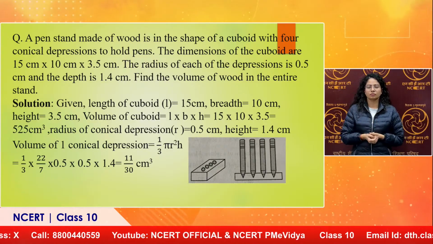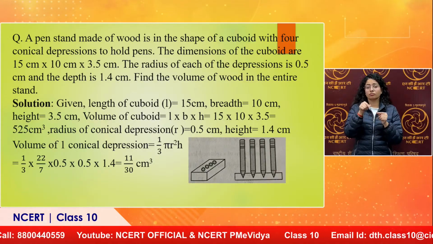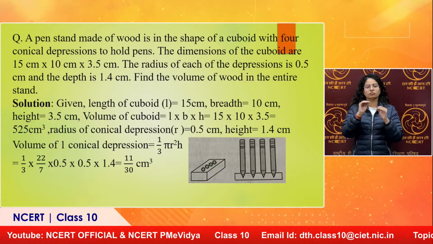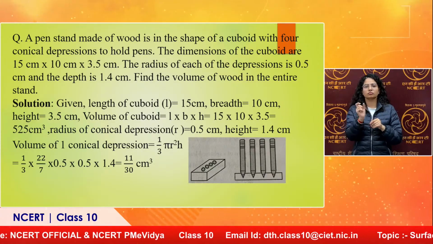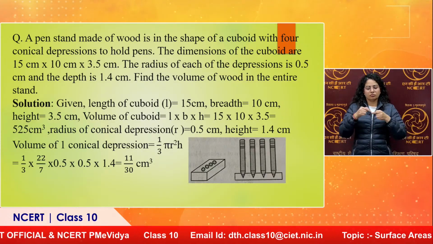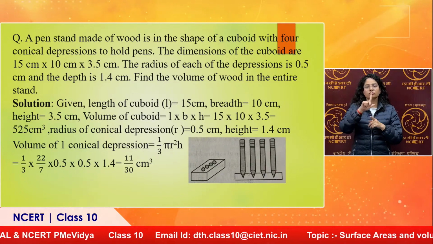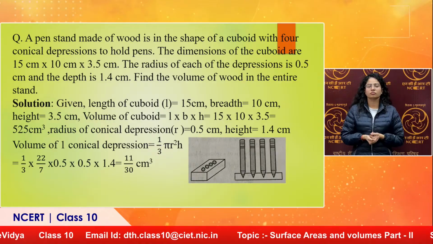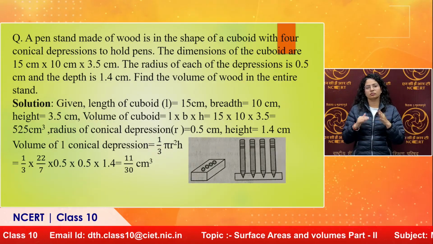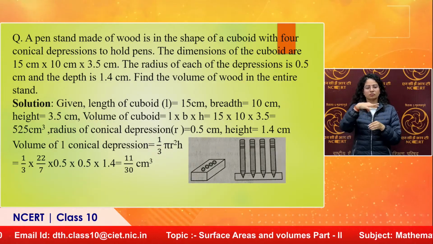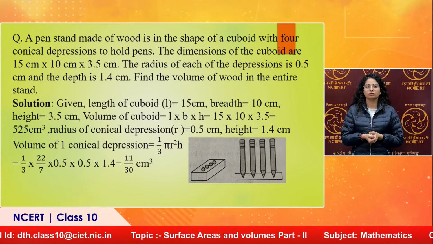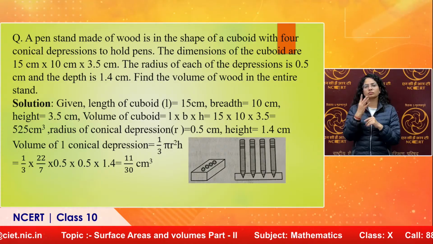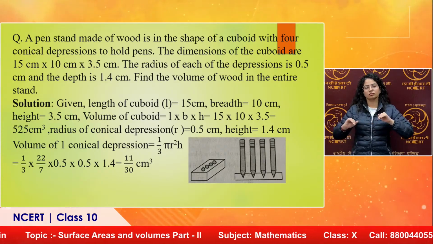Calculations are pretty simple. Just understand the logic behind why we are subtracting the volume of the conical portions here. Length of cuboid, as you know, the formula is length into breadth into height. We have calculated the volume of the cuboid, and then we are removing the wood which is conical in shape. Okay, so what is the volume of a cone? 1 upon 3 pi r square h. We have multiplied it 4 times and we have subtracted from the total wood.